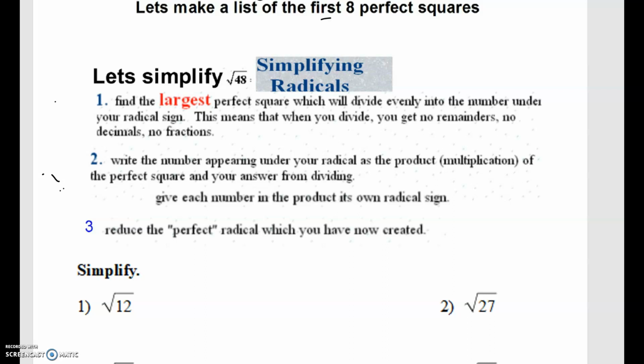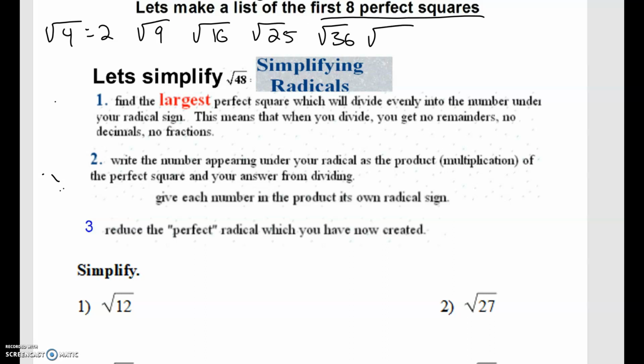So the first thing we're going to do is make a list of the first 8 perfect squares. And what I mean by that, if you start with 1, the square root of 1 is 1. Let's go after that. The square root of 4 is 2, the square root of 9 is 3, the square root of 16 is 4, the square root of 25 is 5, the square root of 36 is 6, and 7 times 7, so the square root of 49.